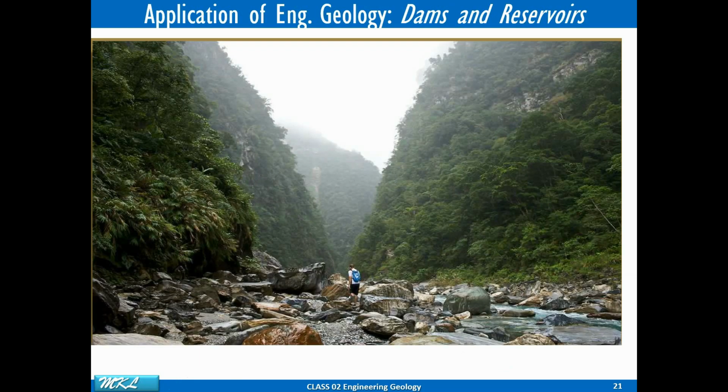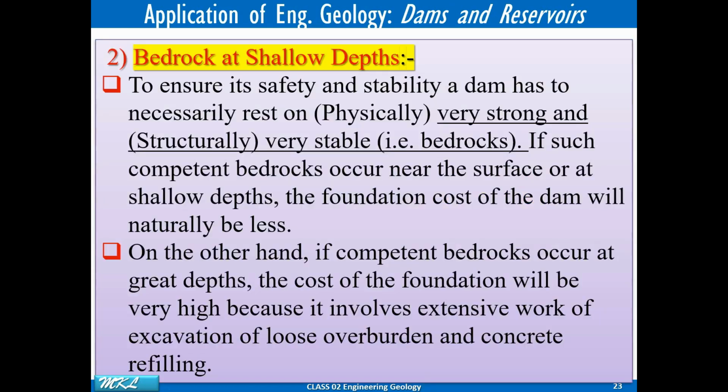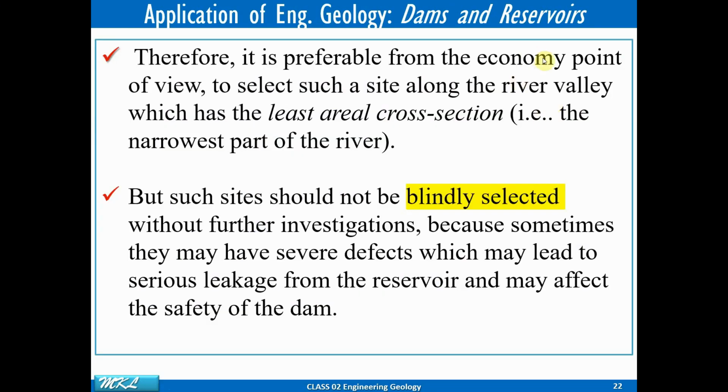नेक्स्ट पॉइंट, so this is an example of narrow river valley. So therefore it is preferable from the economic point of view that okay, narrow river valley is good, but you have to consider several factors, that your surrounding rock shouldn't be fractured, your surrounding rock shouldn't be weathered, your rock should be competent enough to hold that structure because the pressure would be high. But such sites should not be blindly selected without further investigation, जो मैंने डिस्कस कर रहा था. Okay?